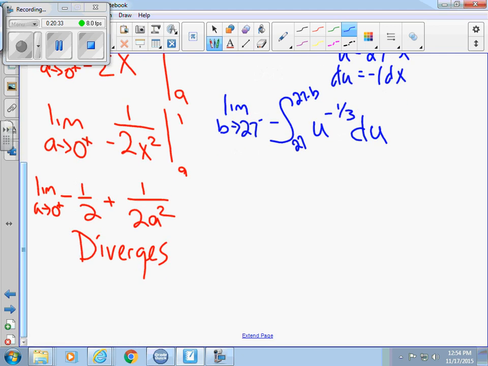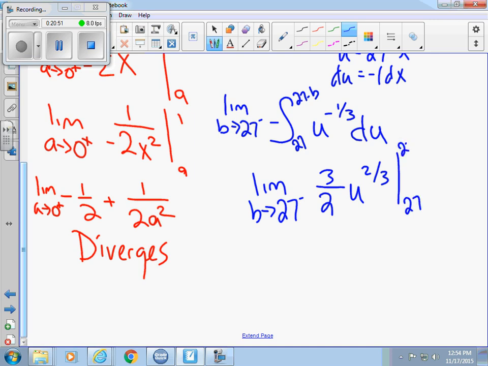The antiderivative of u to the negative 1/3 is 3/2 u to the 2/3. If you want to leave it, you can. And you'll notice if you leave it, you would get the exact same thing that you would if you plugged it back in and plugged in b. It doesn't make any difference.